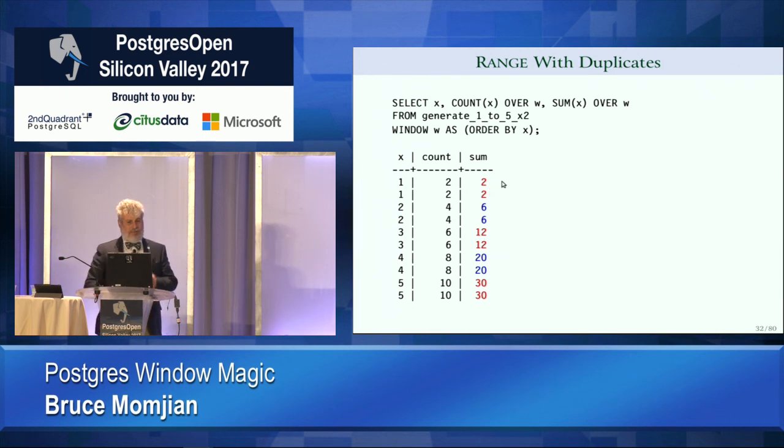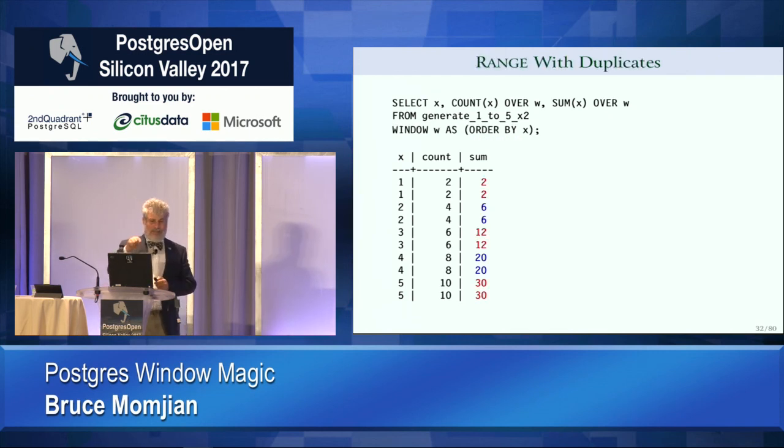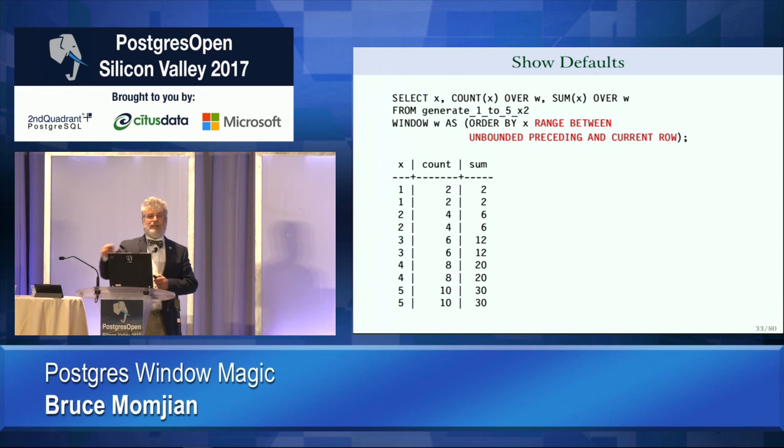And the reason for this is because that is literally the syntax that is being used as a default when I type that out. When I type that out, the frame clause is being filled in as a default. And what this is telling me is I want to sum or count from unbounded preceding, which is the beginning of my partition, okay, up to the current row. But as I said before, when you're in range mode, the current row includes any other rows in the set that are equal to your row.